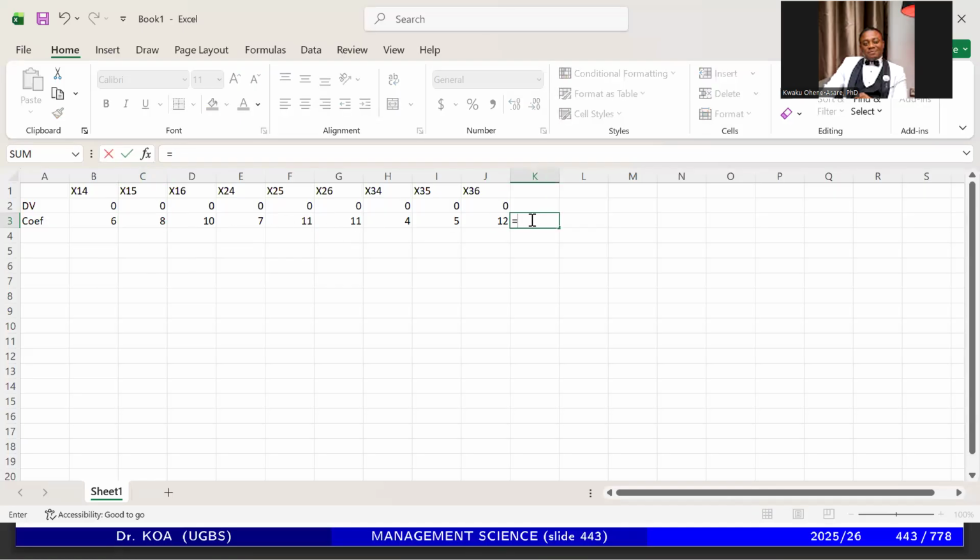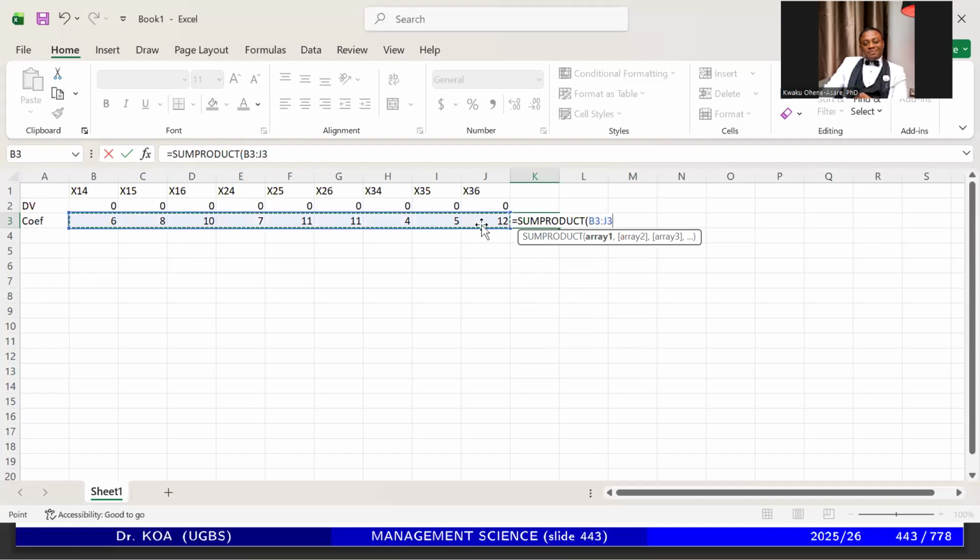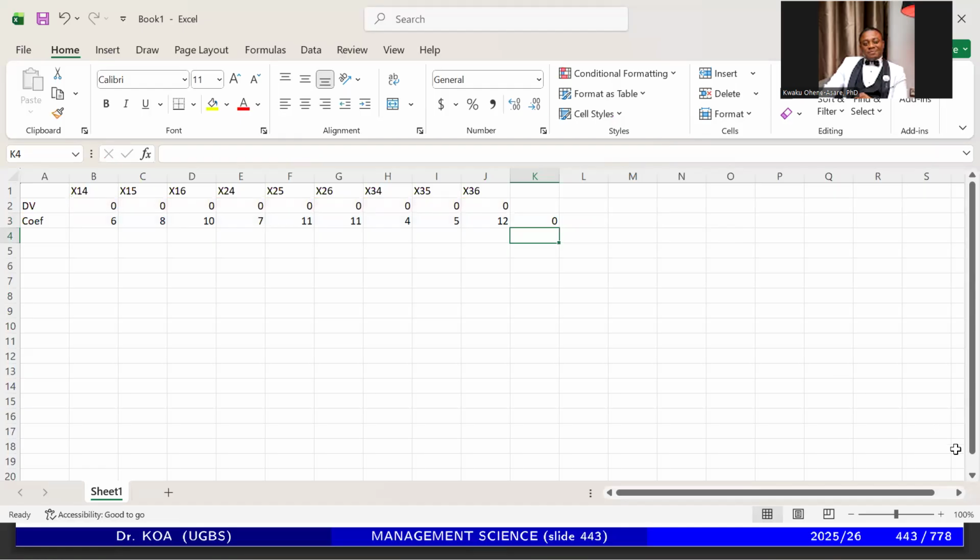You write equal to, and then you will select all the coefficients. In fact, you will use something called sum product. And this time I want to change the way I used to do it. So you write sum product, it will pop up. Then double click, then select all the coefficients. Do a comma, and then select the decision variables, which are empty now. Then after that, press the F4 key to bring the dollar signs for the decision variables, because we shall use them for the other ones. Very good.